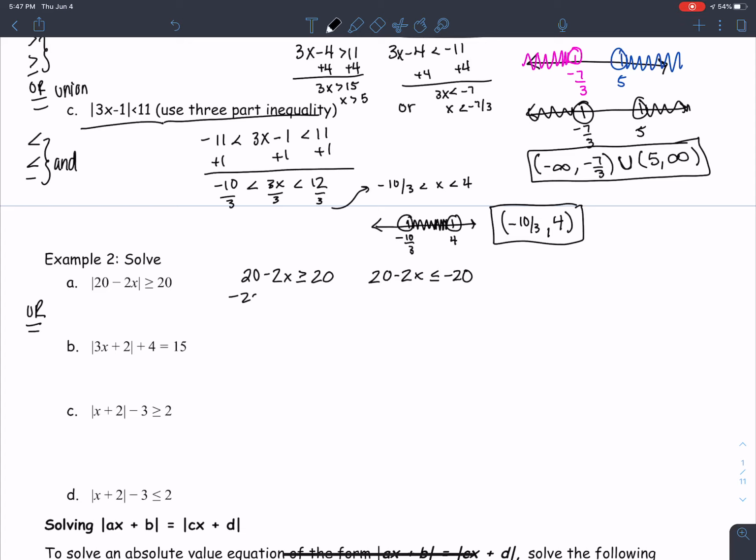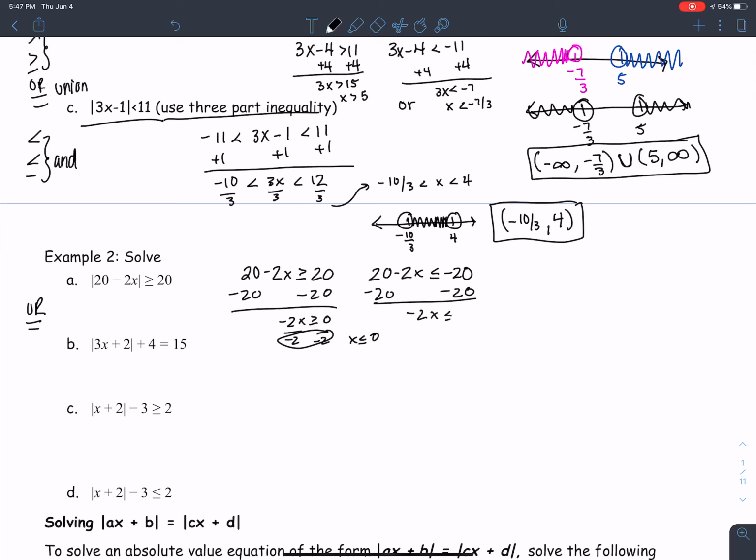Let's solve. Subtract 20. Negative 2x greater than or equal to 0. Divide by negative 2. X is less than or equal to 0. We divided by a negative. Subtract negative 20. Negative 2x less than or equal to negative 40. Divide by negative 2. X is greater than or equal to 20. Okay? This is an or.